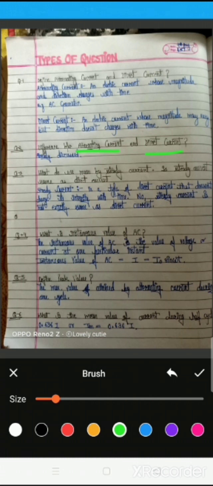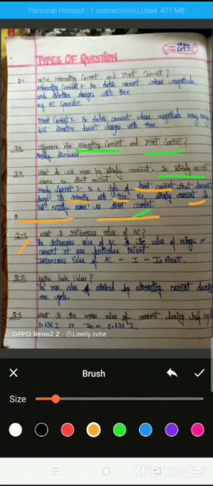Question number 3: what do you mean by steady current? Is steady current the same as direct current? It can come as an MCQ type question. Steady current is a type of direct current that doesn't change its intensity with time. No, steady current is not exactly the same as direct current. It is just a type of direct current.